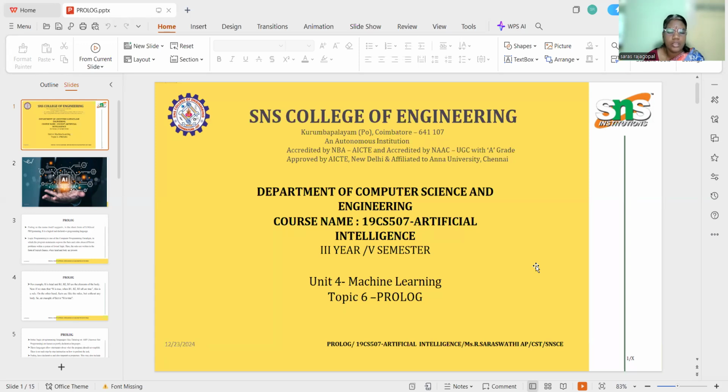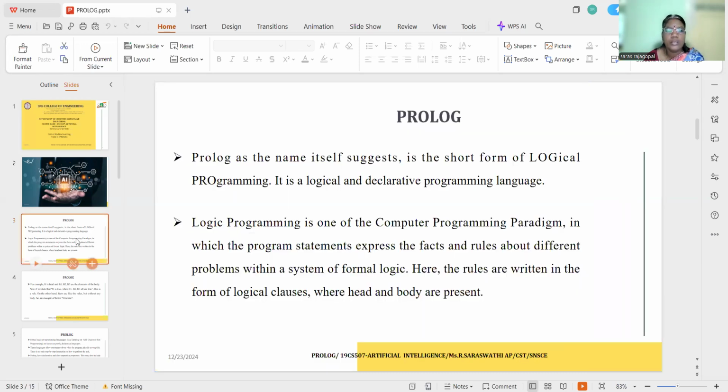We are going to see about the topic Prolog. Prolog, as the name itself suggests, is a short form of logic programming. It's a logical and declarative programming language. Logic programming is one of the computer programming paradigms in which the program statements express the facts and the rules about different problems within a system of formal logic.